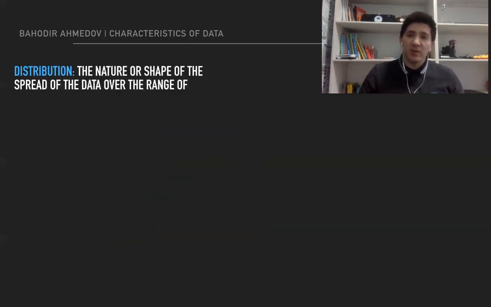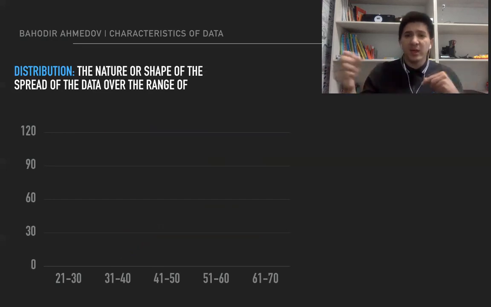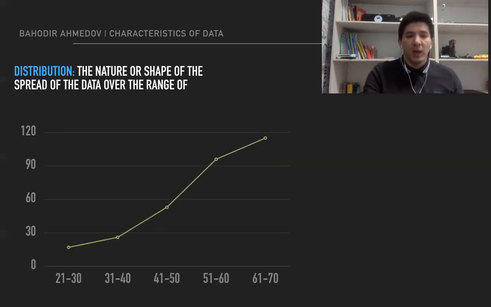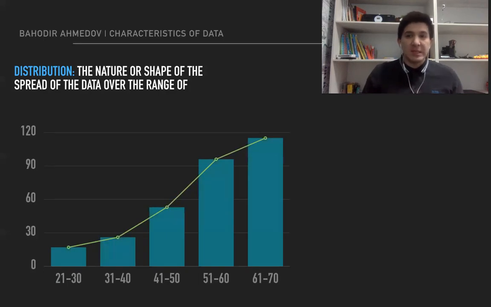The distribution is one of the central topics of statistics. It's the nature or the shape of the spread of the data values. Depending on how the values are distributed or spread around the range of the data sets, we can tell lots of things about the data sets. For example, this is the spread of some diseases depending on the age of the people. From this graph, I can see that people with higher age tend to have this disease.